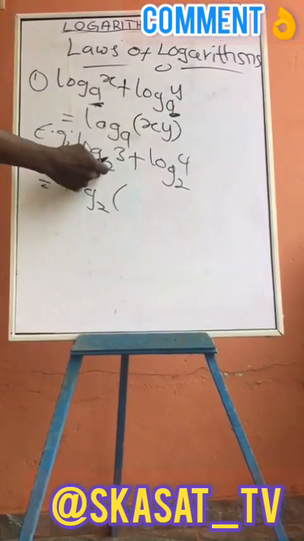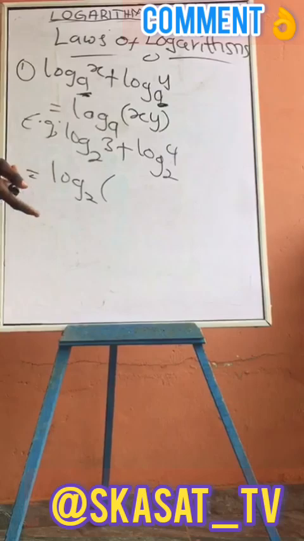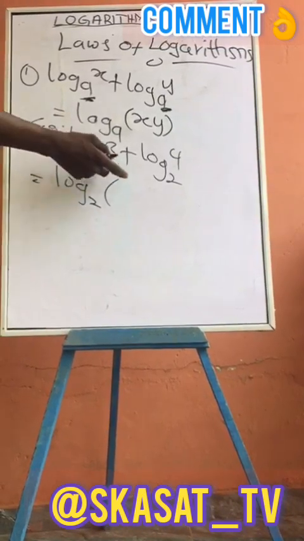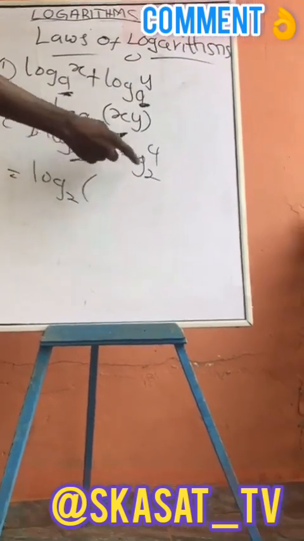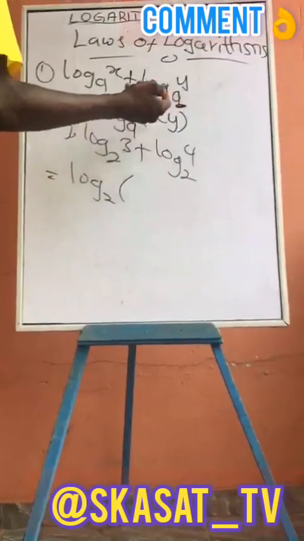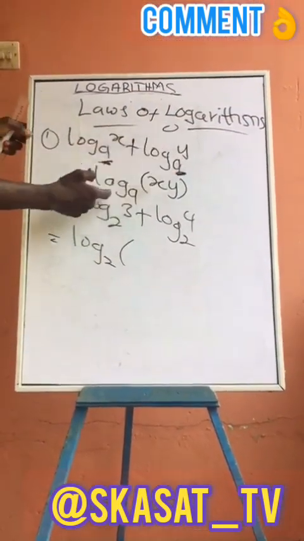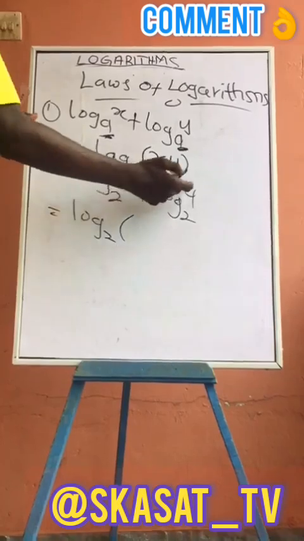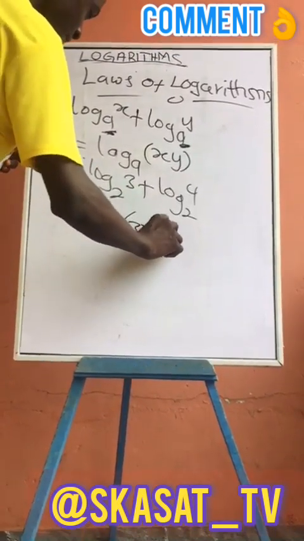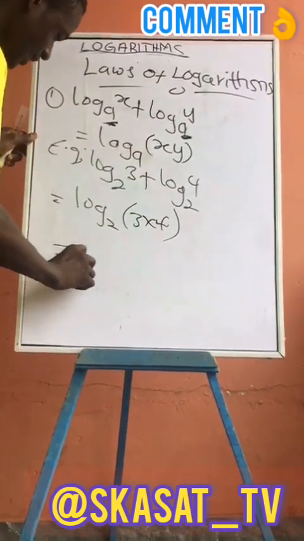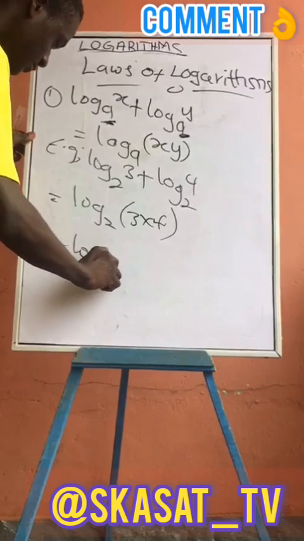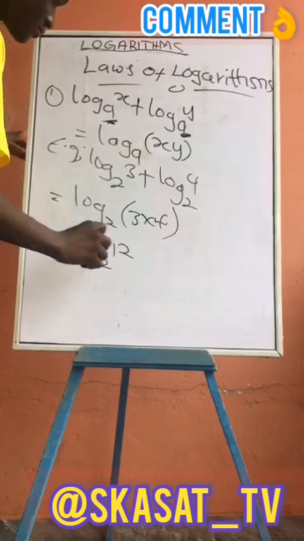Take note, if the bases are not the same, which one will you bring out? You won't know, so it is necessary to check whether the bases are the same in order to apply this law. So let's look. According to the law, we multiply x and y. So here we are multiplying 3 and 4. That's 3 multiplying 4. Then we are going to have log 2 of 12.